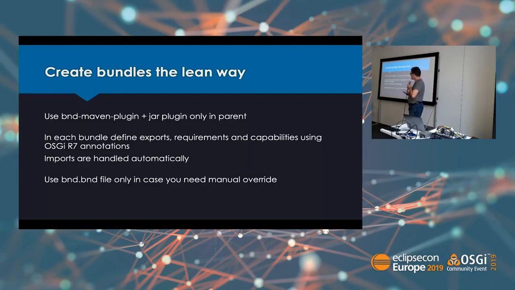So the idea then is, of course, I have to define my exports in some way, and maybe additional requirements that the bundle has, or capabilities it offers. And this you can all tune with annotations nowadays, so you normally don't need specific configurations anymore. And the imports are always handled automatically. You only rarely need to adapt them for special cases. You can also use such a bnd.bnd file to do your specific configs if you need them. An ideal project normally just can skip that file.